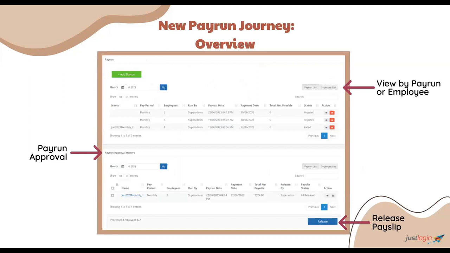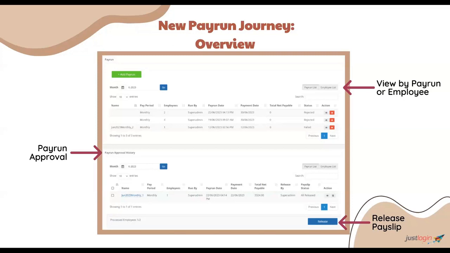So right off the bat, you will see that it is split into 2 parts, where on the first top section, you will see there's the Payrun section. This Payrun section will allow you to run new payruns and also see any payruns in progress. Whereas the section at the bottom shows you the Payrun approval history. This Payrun approval history will be any payruns done that has already gone through approval.